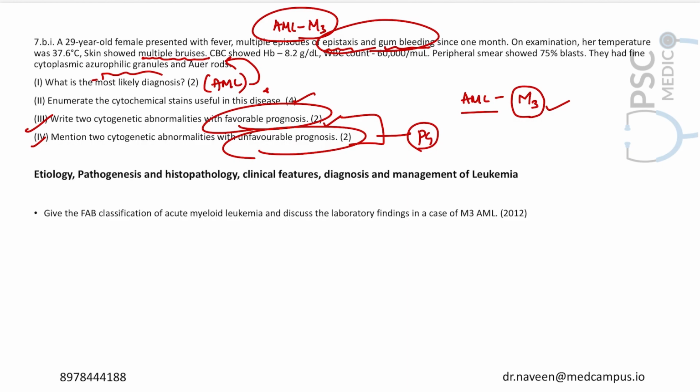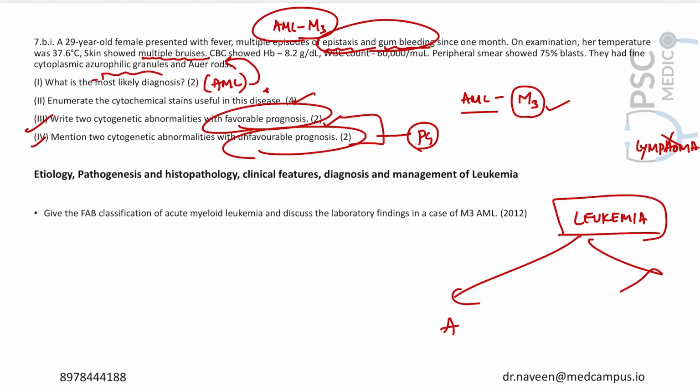I thought that they were going to ask CML, but suddenly they have come up with AML; CML is more commonly asked. Leukemia is there in the syllabus. In leukemia, only leukemia is there in the syllabus. I had seen many students asking me, sir, what about Hodgkin's lymphoma? Lymphomas are not there in the syllabus. When I say leukemia, you have to prepare only acute leukemia and chronic leukemia.